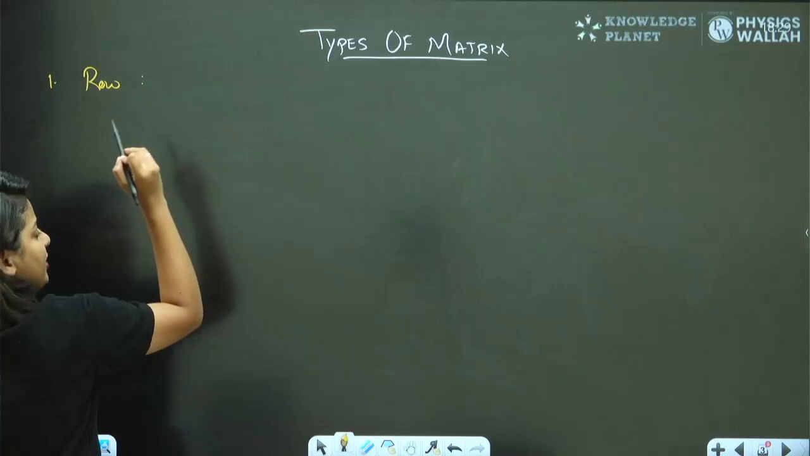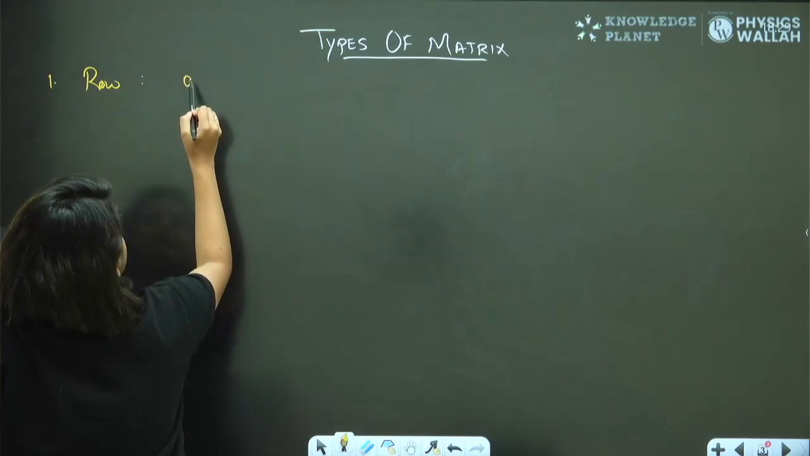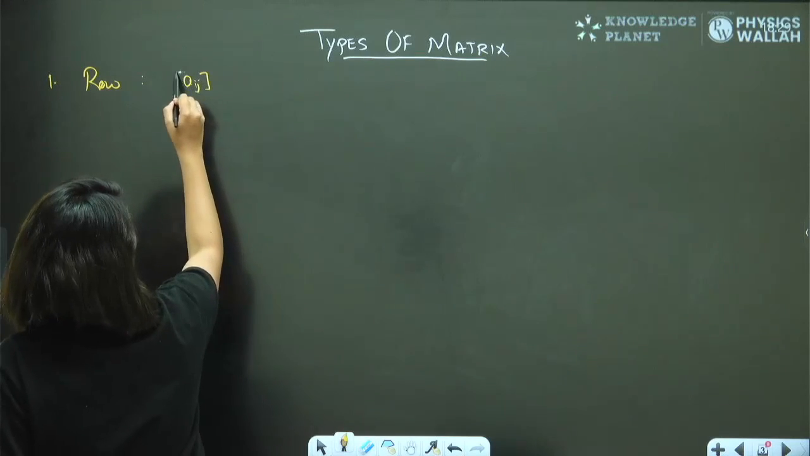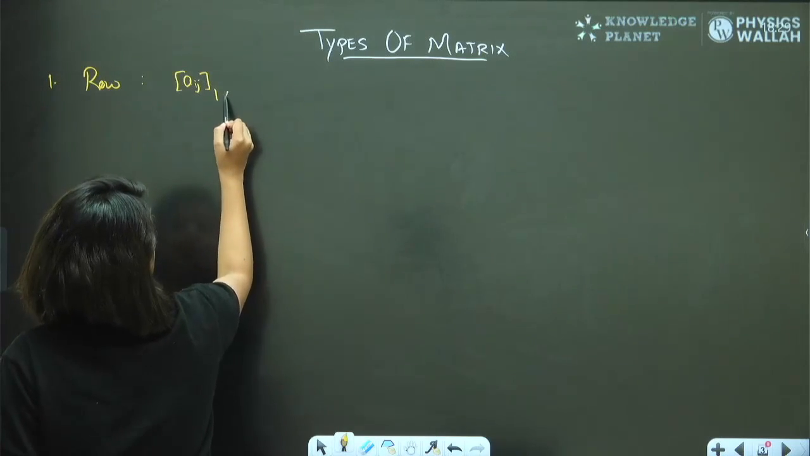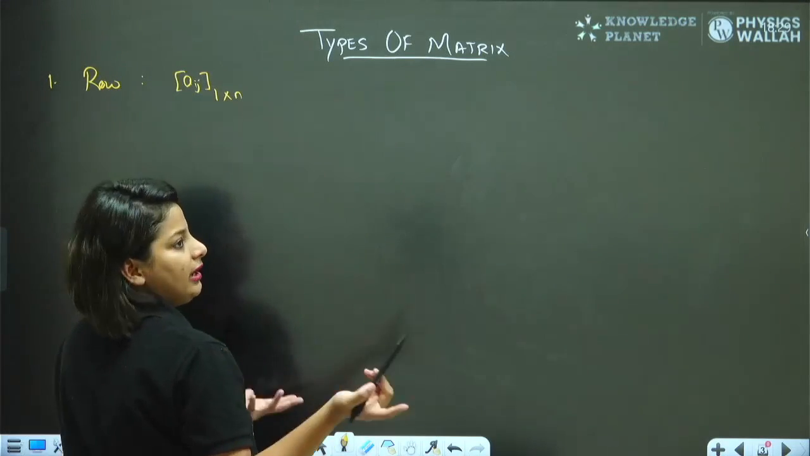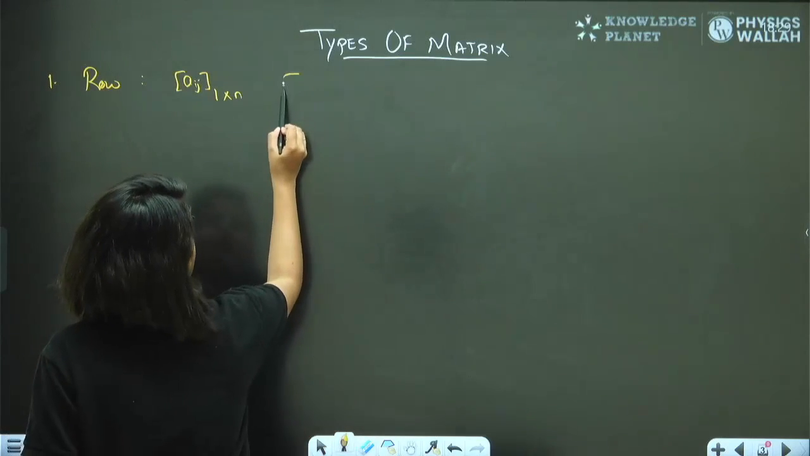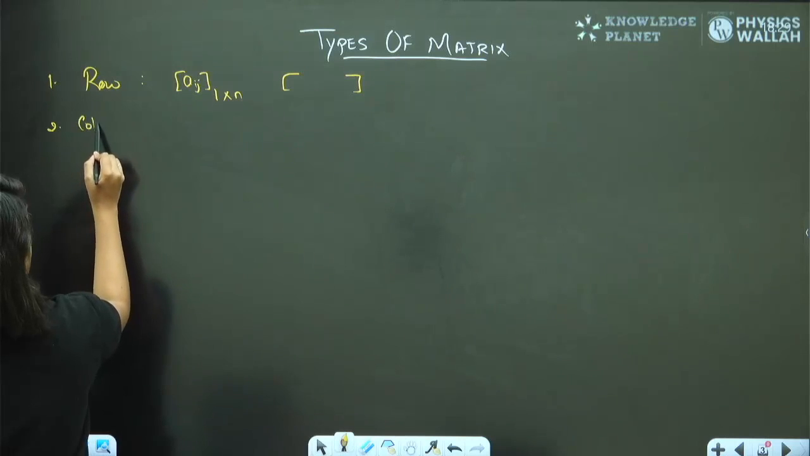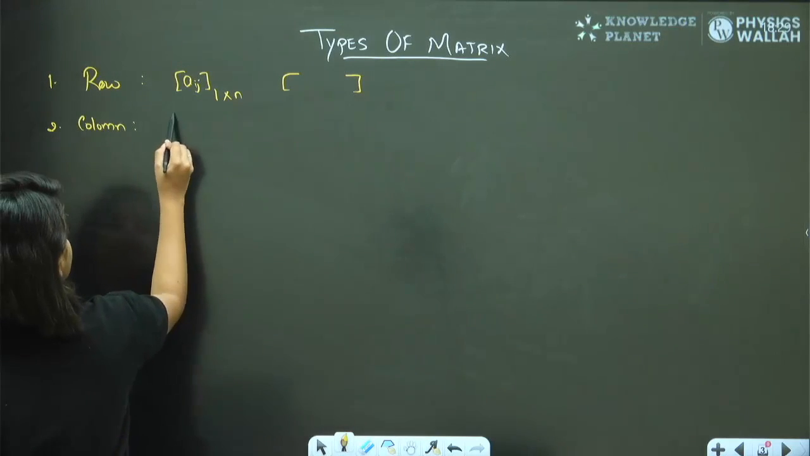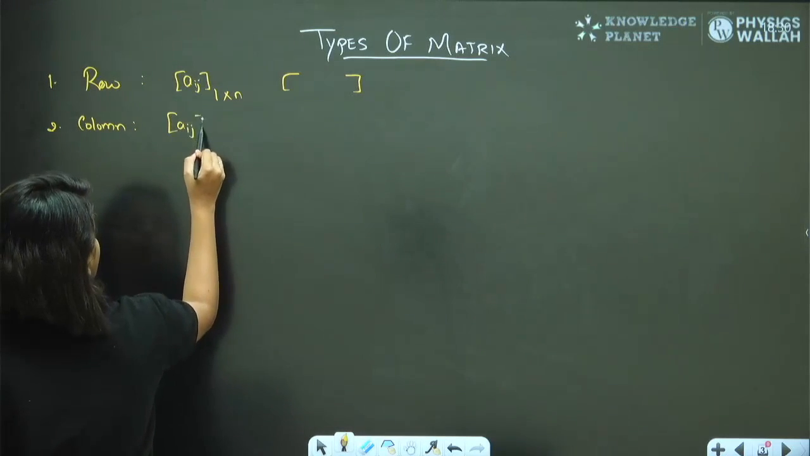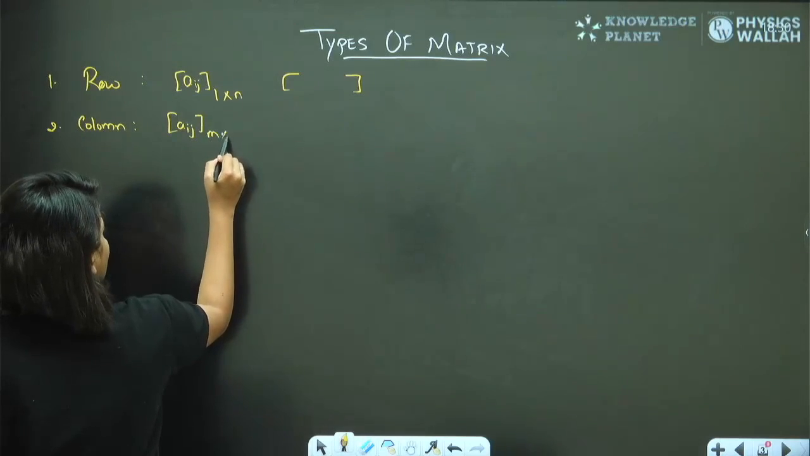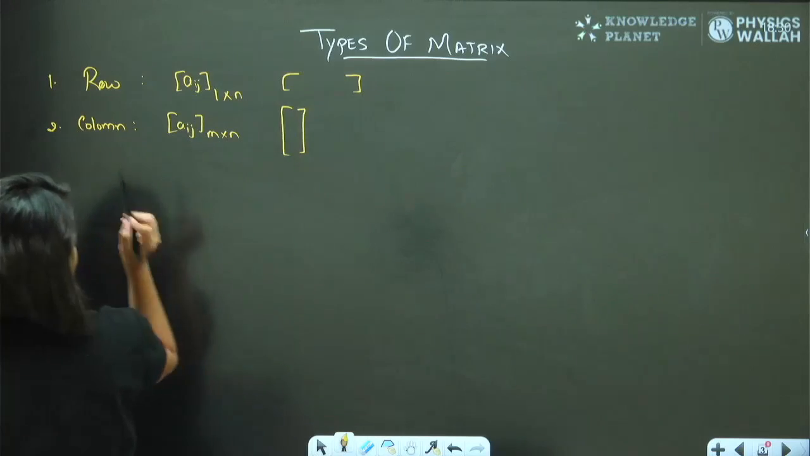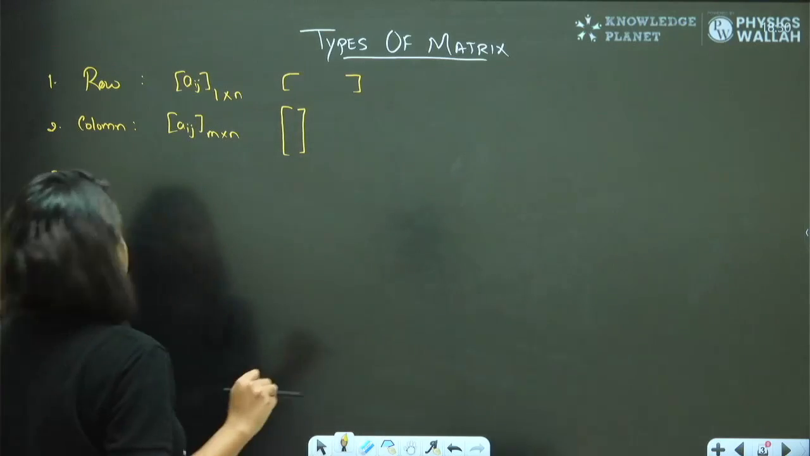What does a row matrix mean? A row matrix simply means the matrix Aij has only one row and the number of columns can be anything. Example, this is the structure of a row matrix. Second one, column matrix. A column matrix is when the matrix has only one column, and the number of rows can be anything. Something of this format.